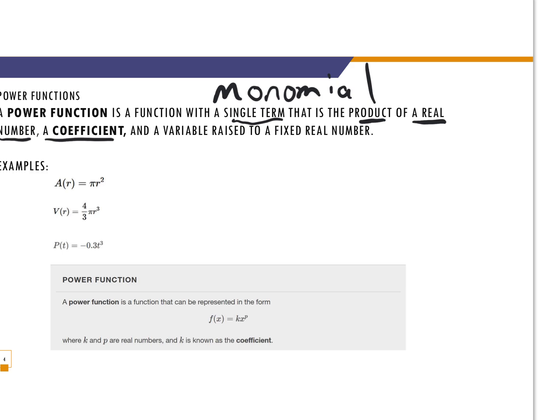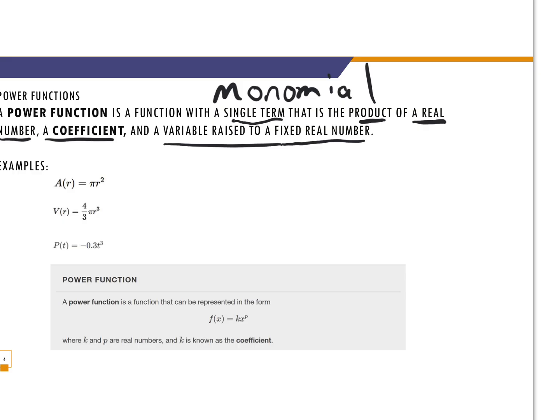We're multiplying it by a variable raised to a fixed real number. So it just means it's a number that is real, that has a variable next to it, and that variable has a number that's a real number. So I guess I take back what I said earlier. Based on that definition, we could be looking at functions with fractions, because those are real numbers. But I don't see us doing that just yet, but I could be surprised when I start looking at all the examples. Let's look at some power functions.